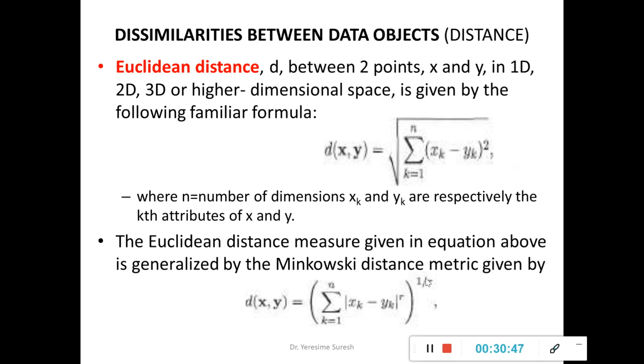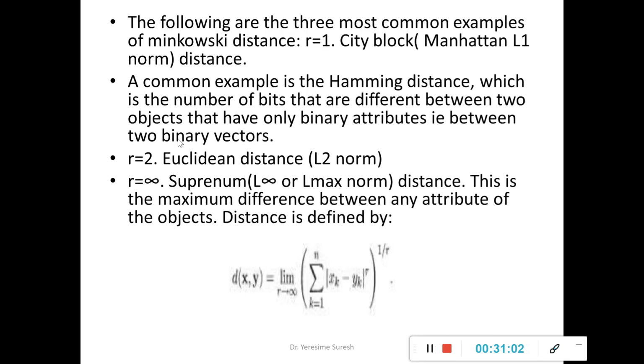r indicates how many terms or data objects there are. If I take the square of the values and the square root, it becomes my Euclidean distance. If I take the cardinal values, it becomes the Minkowski distance, which is the generalized form of your Euclidean distance. We have a third one called the Manhattan distance. The following are the most common: if r is equal to 1, then I call it the city block distance or Manhattan L1 norm distance.